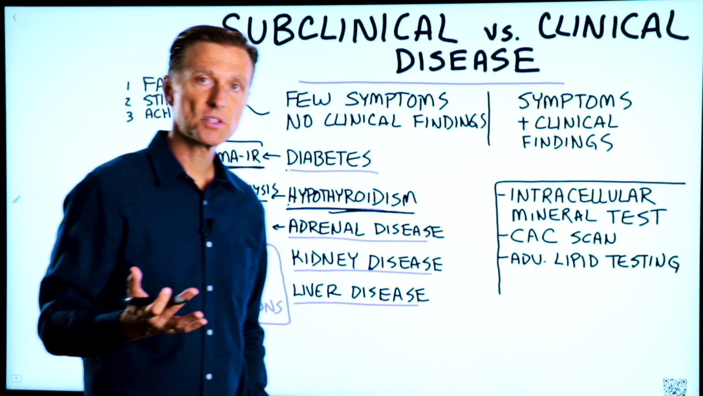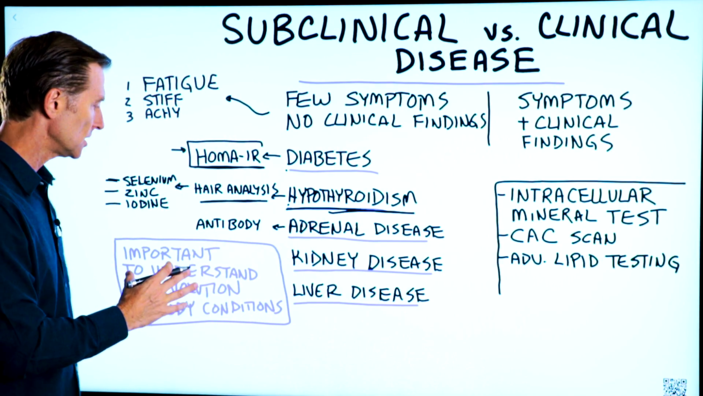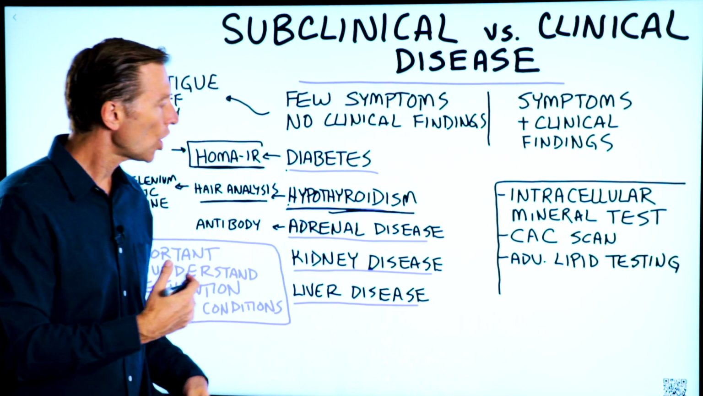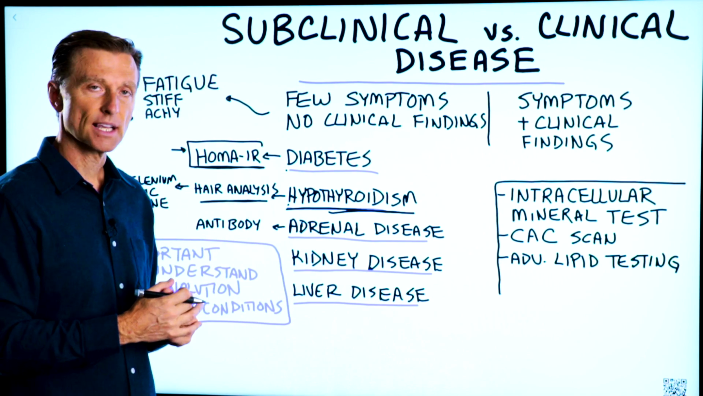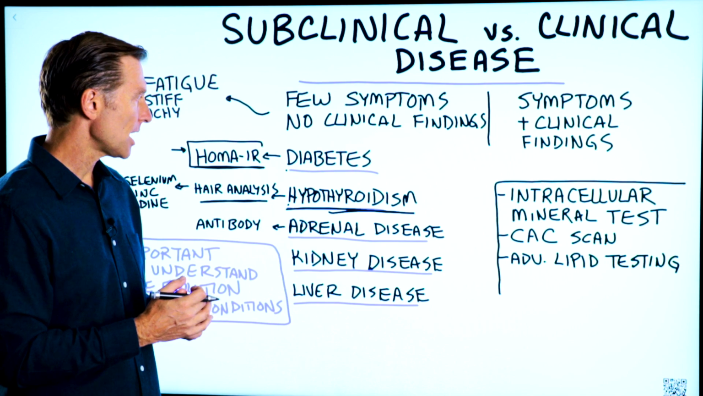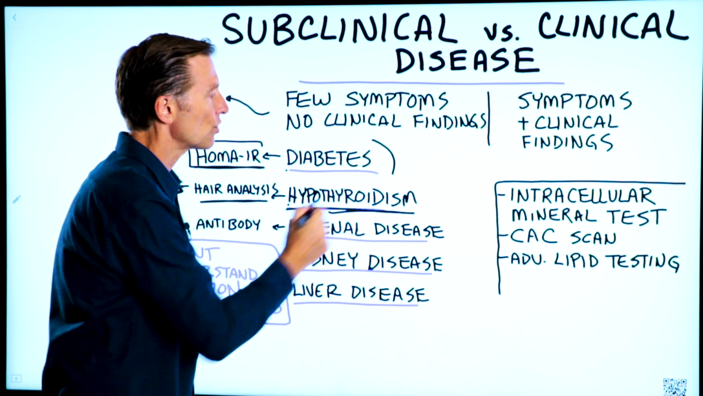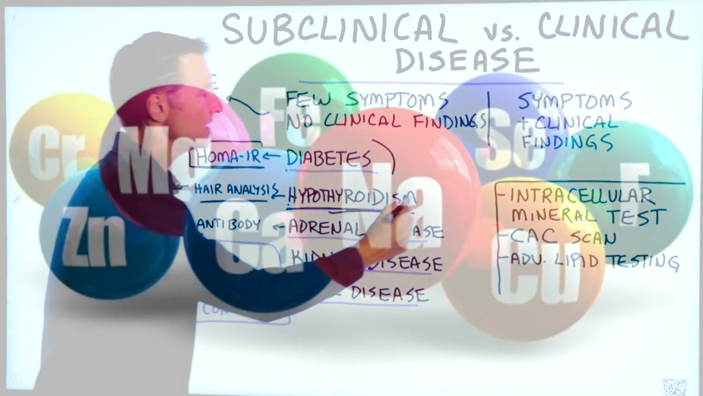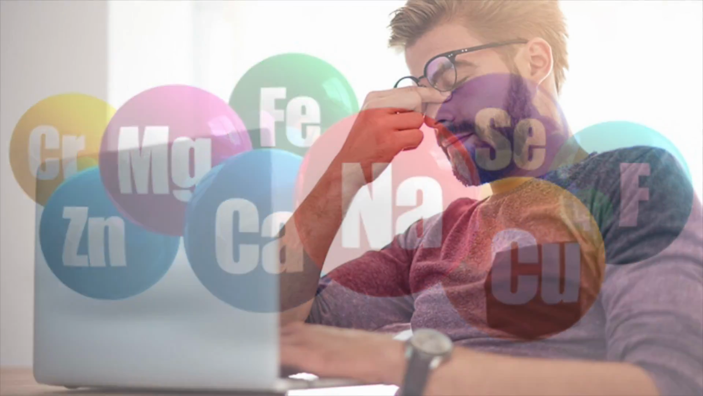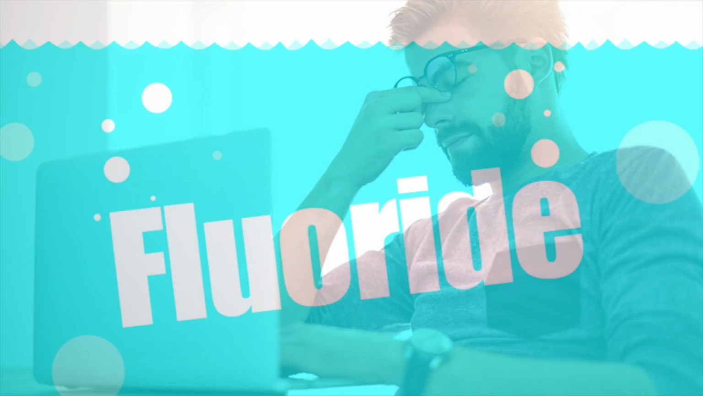Because it's important to understand the evolution of these body conditions, what causes these conditions. And that's the best way to do it, is to avoid those things that can potentially cause these problems. This right here is the chronic consumption of carbohydrates, eating too frequently. This could be a mineral deficiency, or it could be stress, or it could be too much exposure to fluoride, for example.